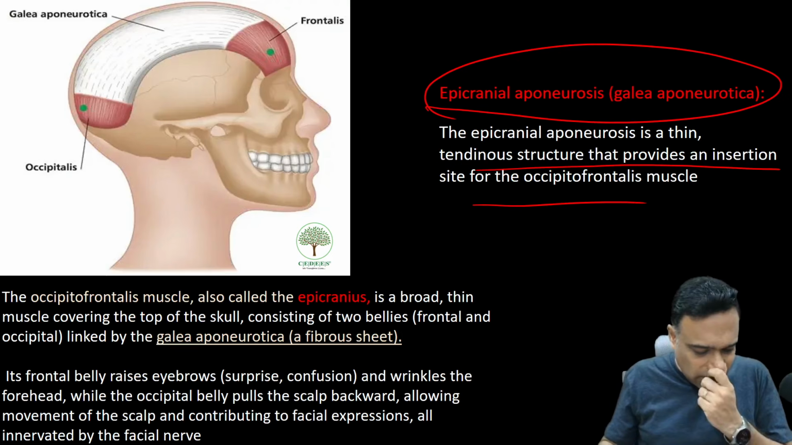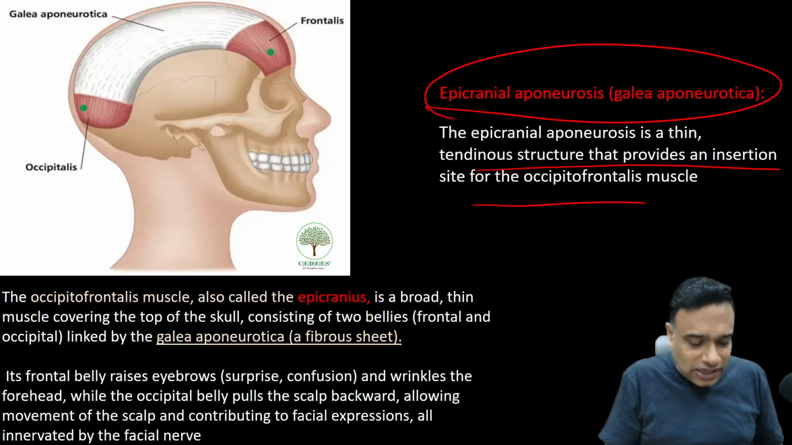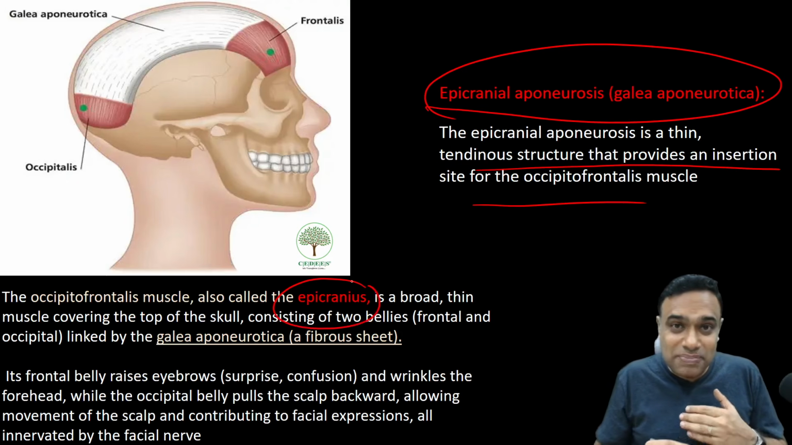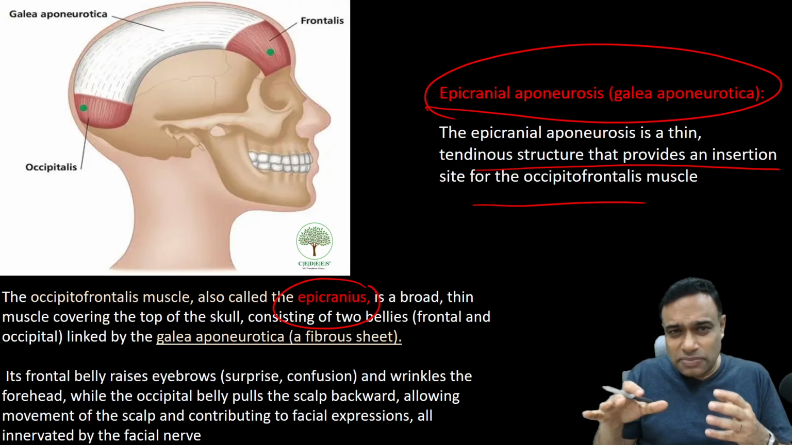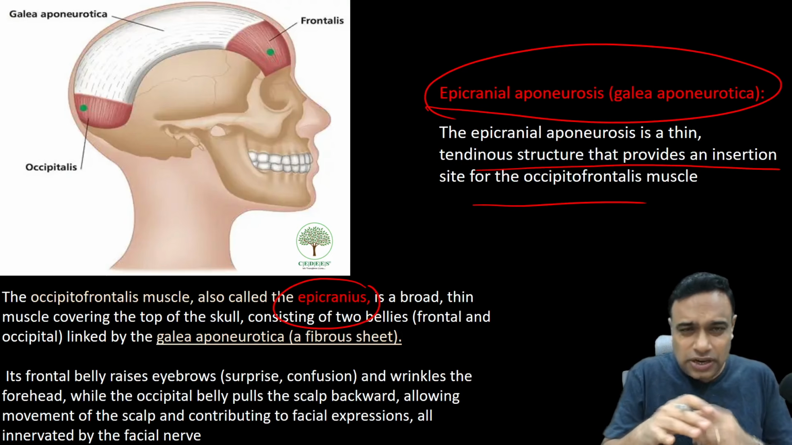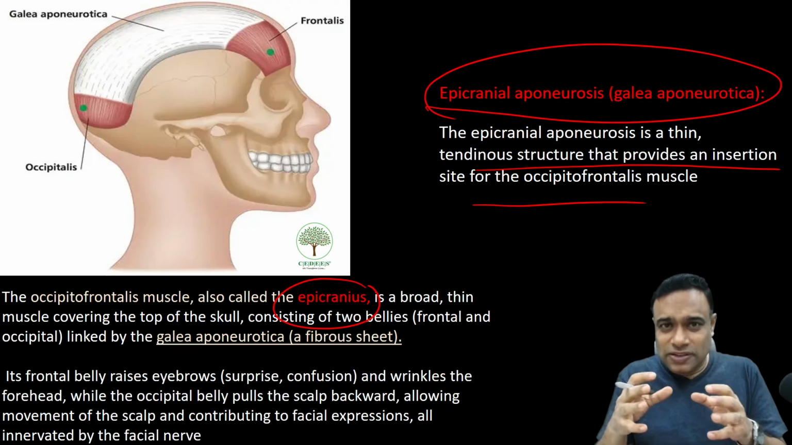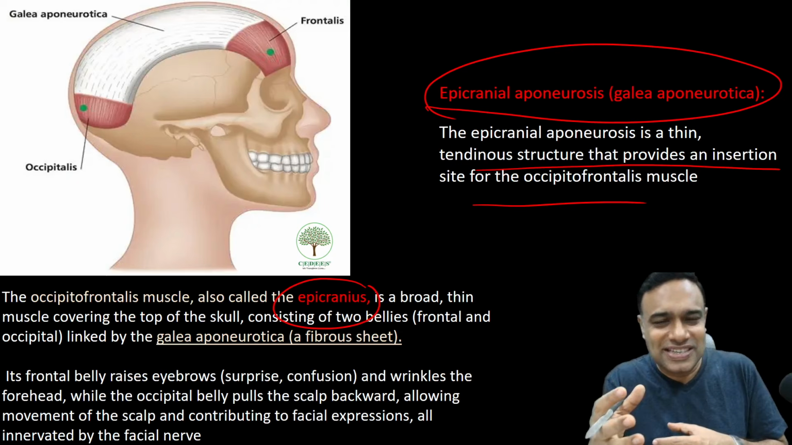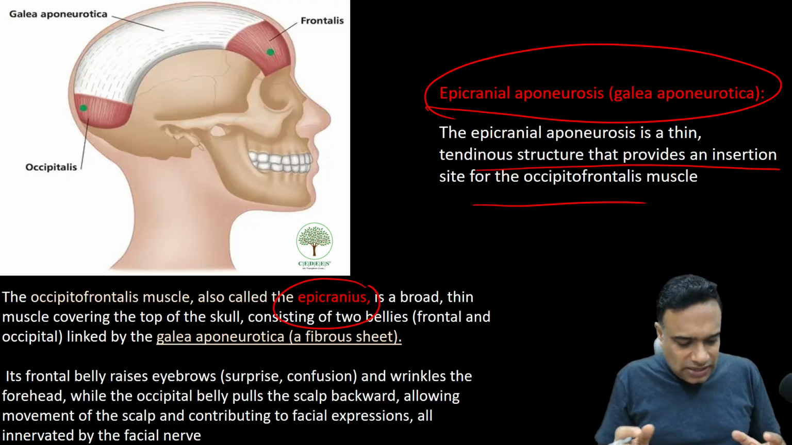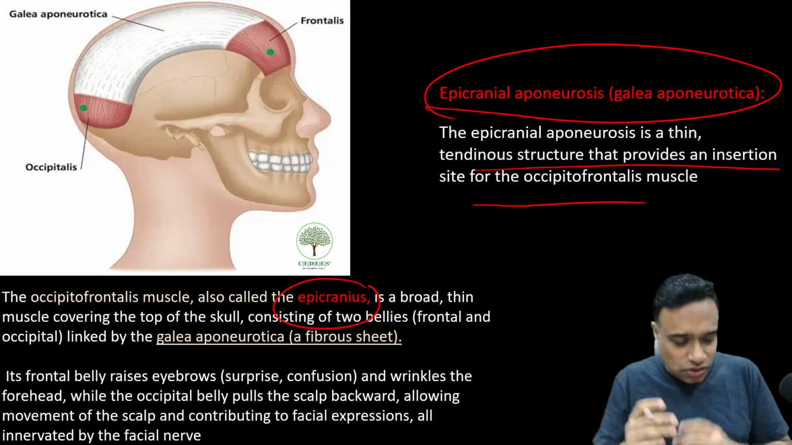Okay. So this occipitofrontalis muscle is what is called as epicranius, right? And this is the aponeurosis, or like a fibrous sheet or a tendinous sheet, and when you join them together, you get what is called as epicranial aponeurosis, right? Okay, so yeah. So you have the frontal and the occipital bellies.